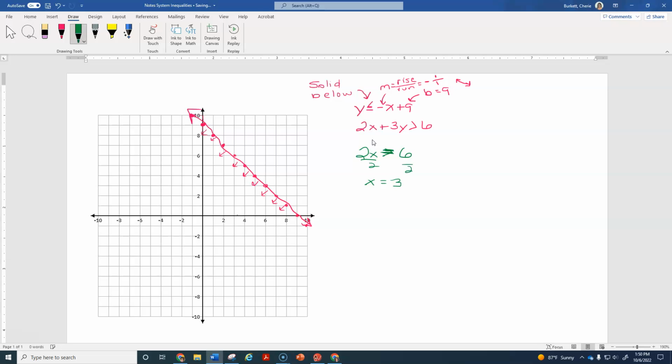That means on the x-axis, I'm going to put a dot right here at 3. Now I'm going to find the y-intercept by using just the y part. I'm going to put an equal sign because I am finding the place where it crosses the y-axis, so I can use the equal sign. I'm going to solve for y and divide both sides by 3. That means my y-intercept is going to come out to be 2. So on the y-axis, I'm going to put a dot at 2.